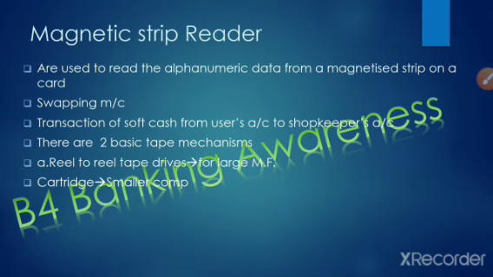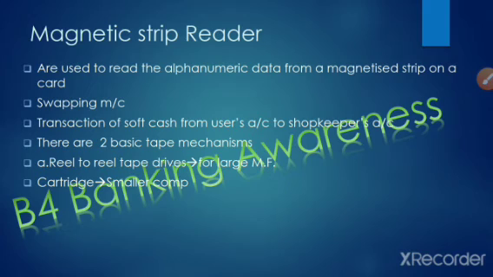Now the next input device is the magnetic strip reader. These are used to read the alphanumeric data from a magnetic strip on a card. A question can be asked, which type of data can be read by using a magnetic strip reader? You have to answer alphanumeric data. Then it is used at swapping machines. Transactions of soft cash from the user's account to the shopkeeper's account are done by using a magnetic strip reader.